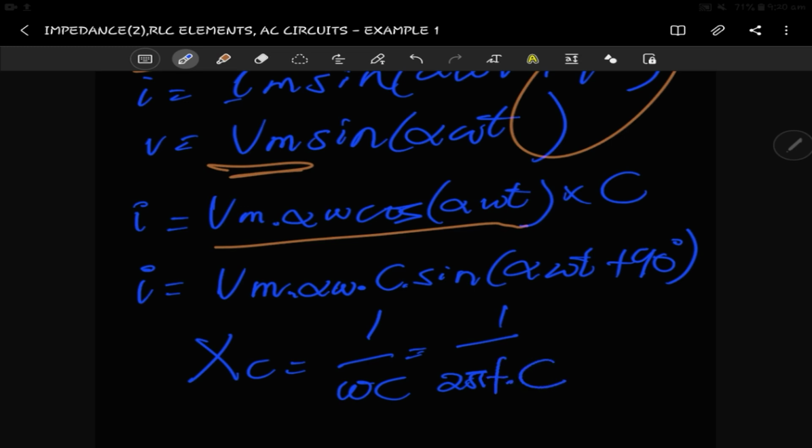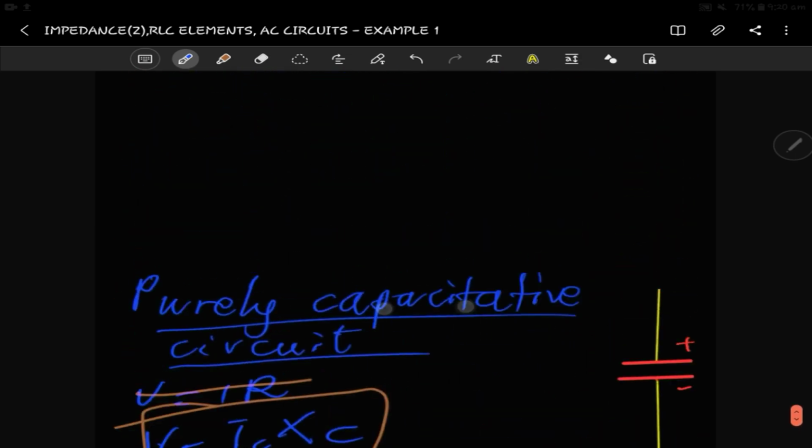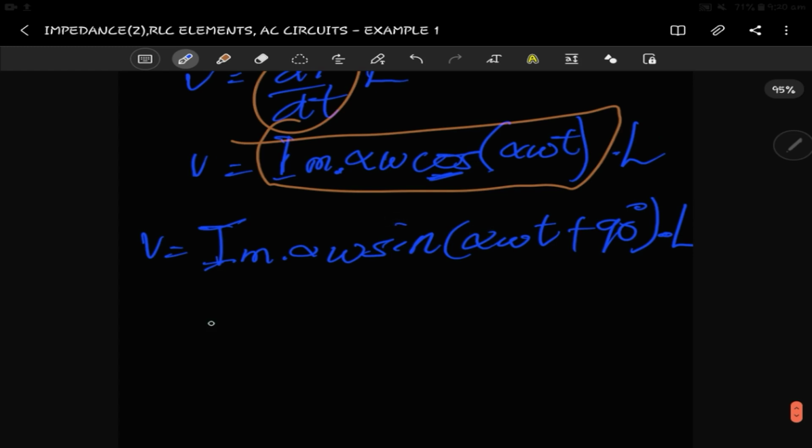And we have the same thing for the inductance, right? And that will be XL, right? And that will be just W, angular frequency, and the L, and we have that to be 2 pi f and then L.